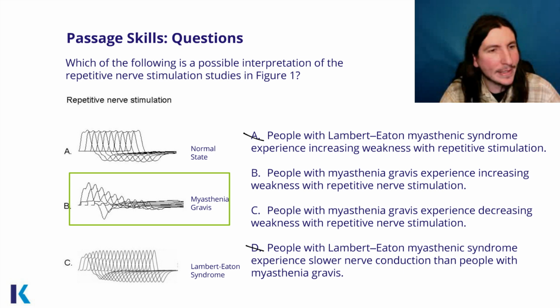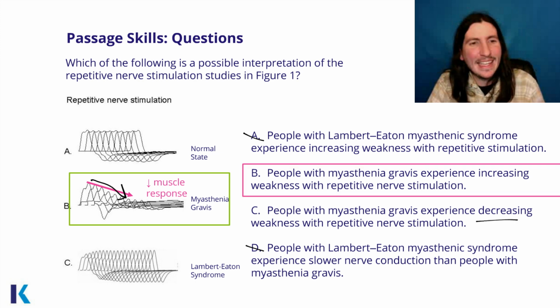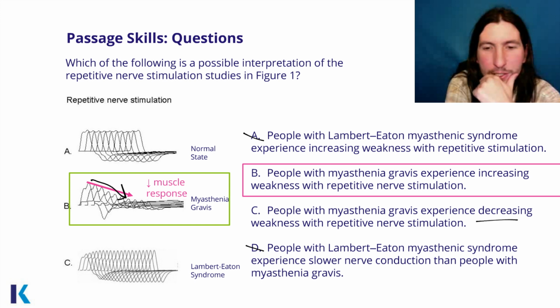And oh, it decreases. So we should pick the one that says decreasing, right? Oh, that's decreased muscle response. That's increased weakness. That's increased weakness.